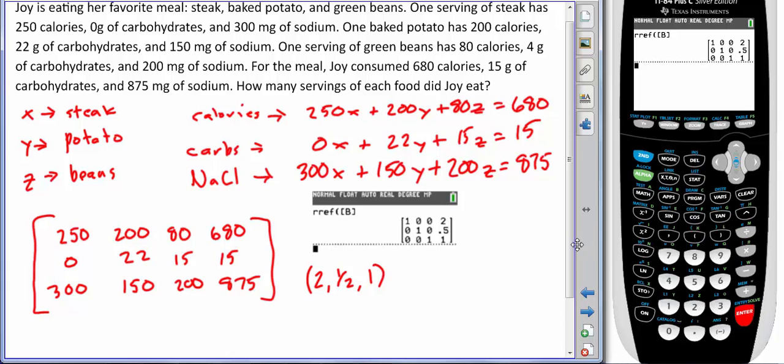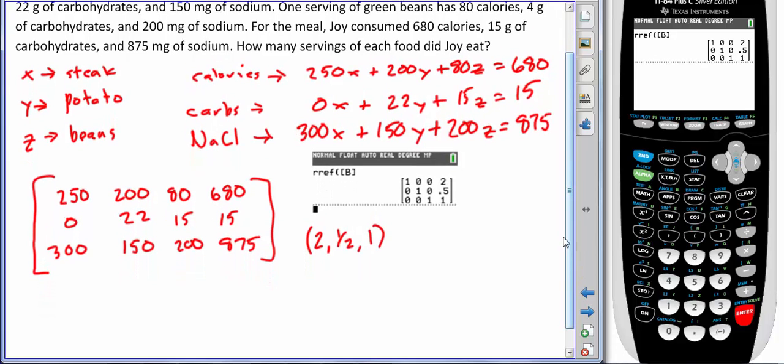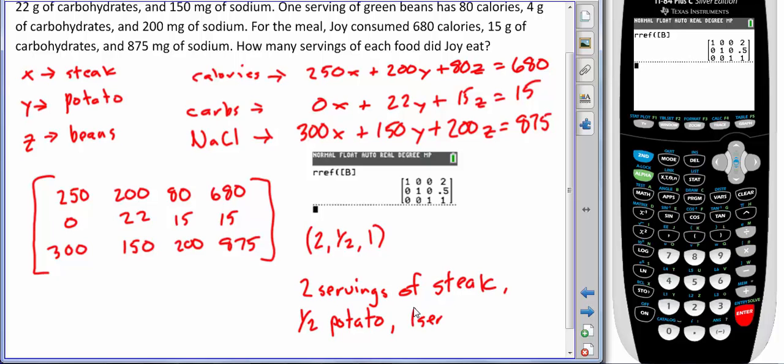But in this application problem, we want to actually answer the question, how many servings of each food did Joy eat? So it would be 2 servings of steak. Now that is a good meal. Half a potato, and 1 serving of green beans.